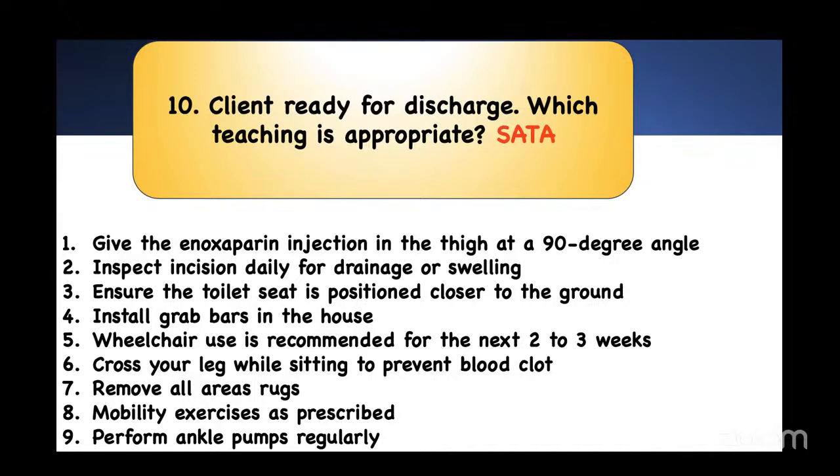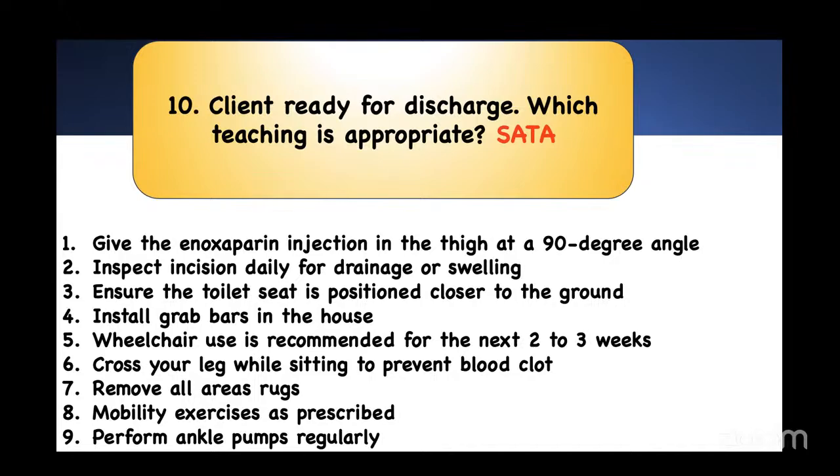Cross your legs while sitting to prevent blood clots. That's also a trap. They should not cross their legs because that will cause what? Hip dislocation. That's a trap also. Remove all area rugs is to prevent you from falling. So that's good. Mobility exercise as prescribed. That's good so that you can move your leg to prevent DVT.